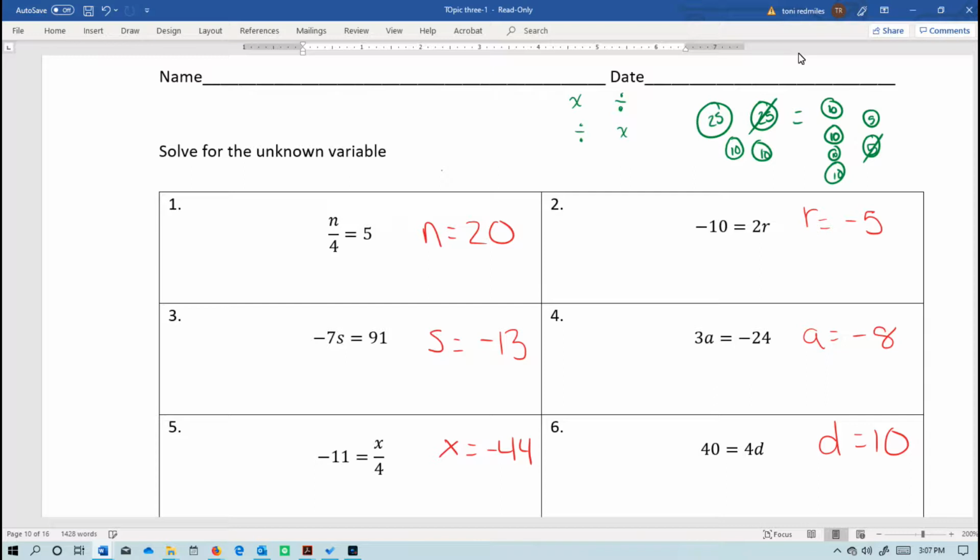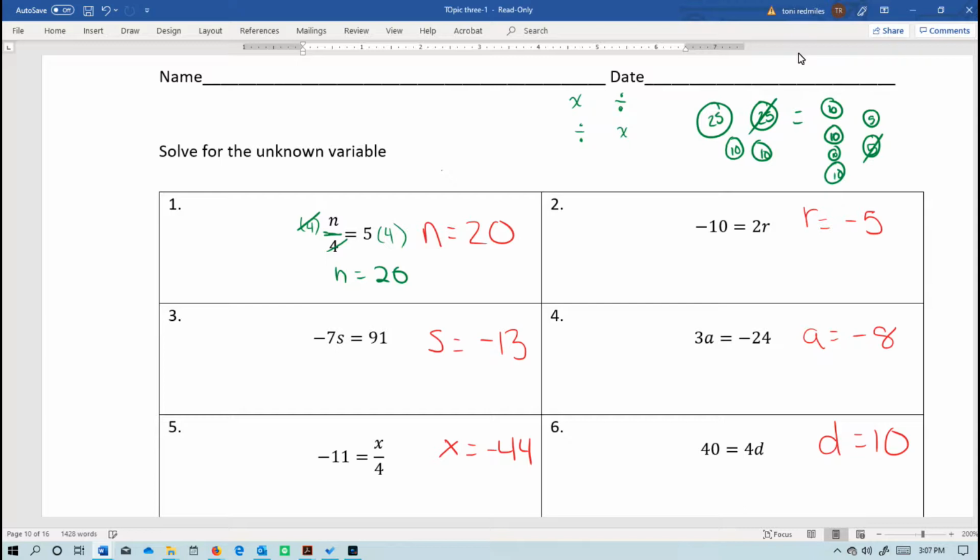All right, so in this first one, we ask ourselves, in context at the end, what is going on? Is that number adding, subtracting, multiplying, or dividing the n? The answer is that this symbol right here means we're dividing. So to undo it, we multiply. What we do to one side, we do to the other. These cancel, leaving me just with n, and 5 times 4 is 20.